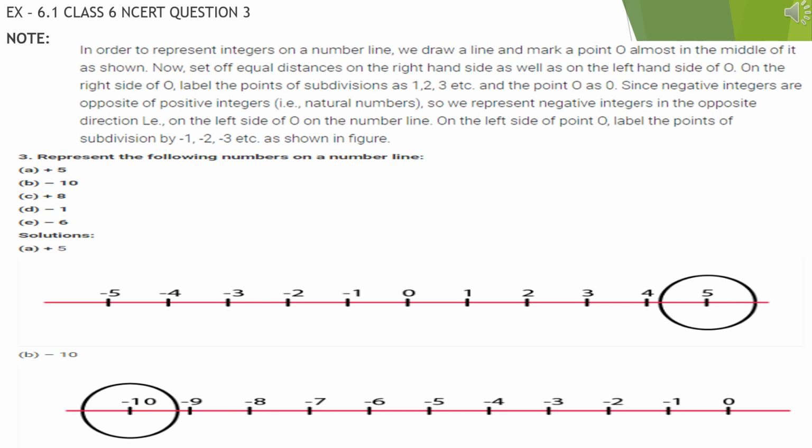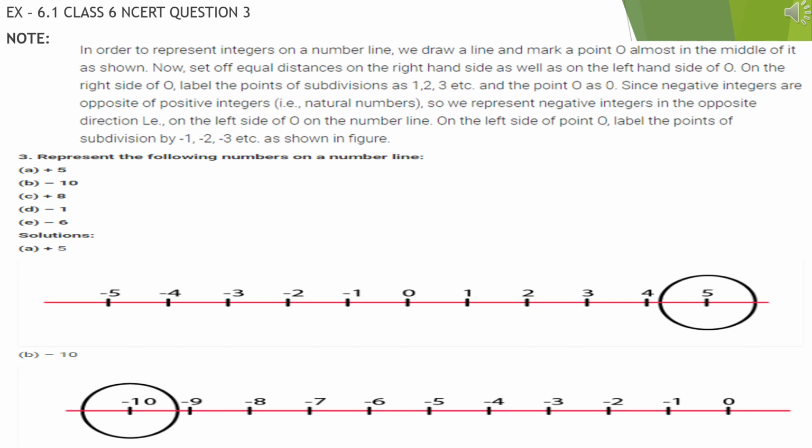Now, set equal distances on the right hand side as well as on the left hand side of O. On the right side of O, label the points of subdivision as 1, 2, 3, etc. and the point O as 0. Since negative integers are opposite of positive integers, that is natural numbers, we represent negative integers in the opposite direction, that is on the left side of O on the number line. On the left side of point O, label the points of subdivision by minus 1, minus 2, minus 3, etc. as shown in the figure. That means for drawing a number line, firstly we have to represent O, that is 0, in the middle.